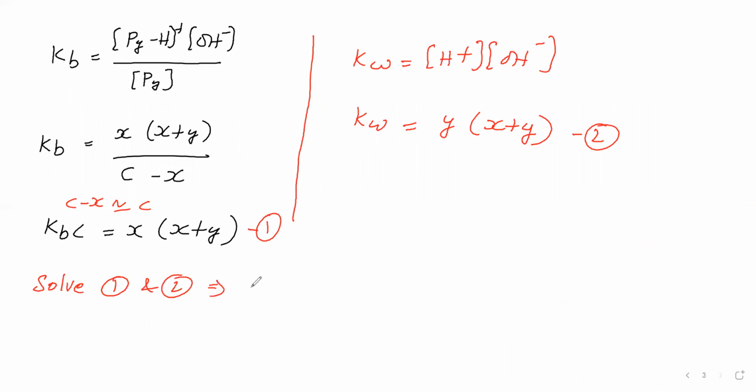On solving 1 and 2, we get x plus y, which is the concentration of OH minus in the solution. That is equal to the square root of KbC plus Kw. That is the formula we get. So we have the formula for the concentration of OH minus in the solution: the square root of KbC plus Kw.